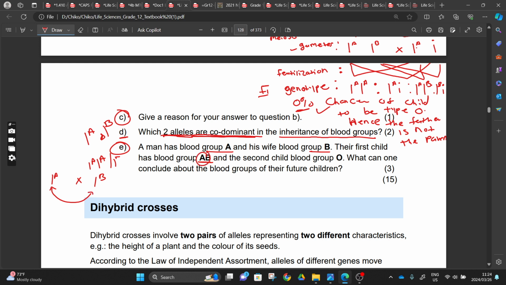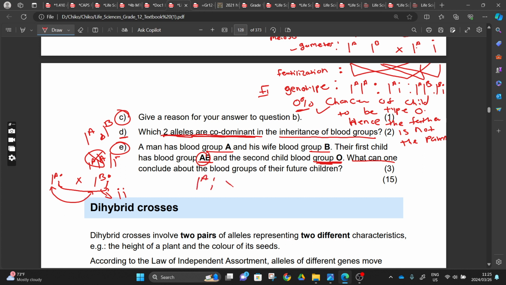And then the second child has blood group O. Because now we have blood group O, that forces us to say yes, and then we cancel this one. This will be the second because there's a possibility. When this and this meet, we have this baby. And then what can one conclude about the blood groups of these future children? What can you conclude with this?